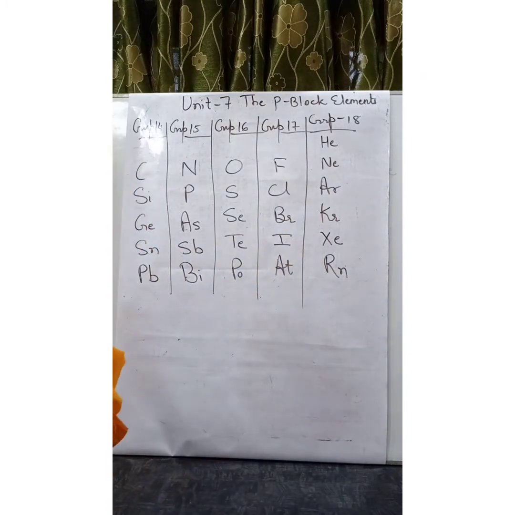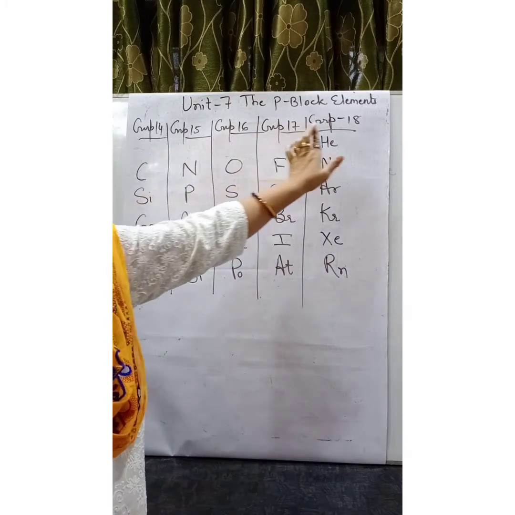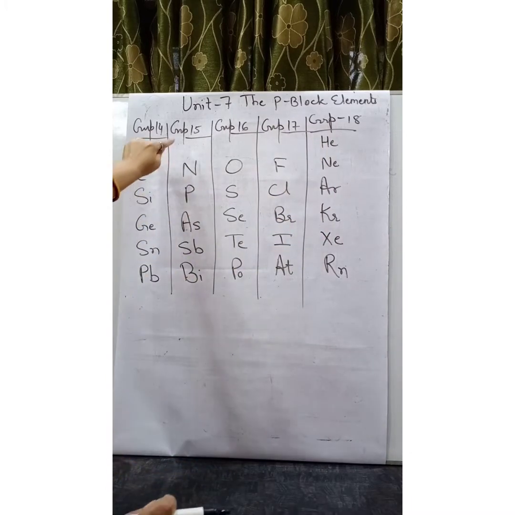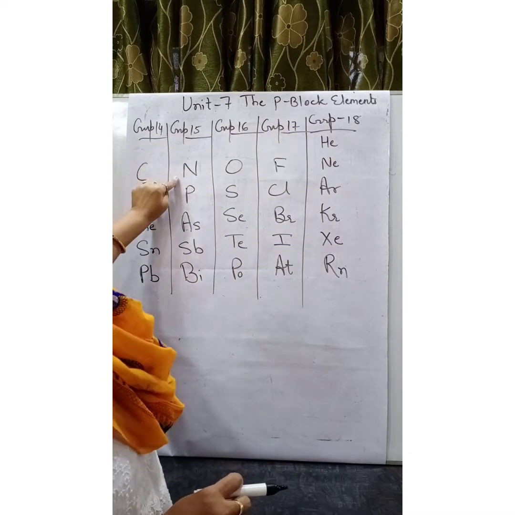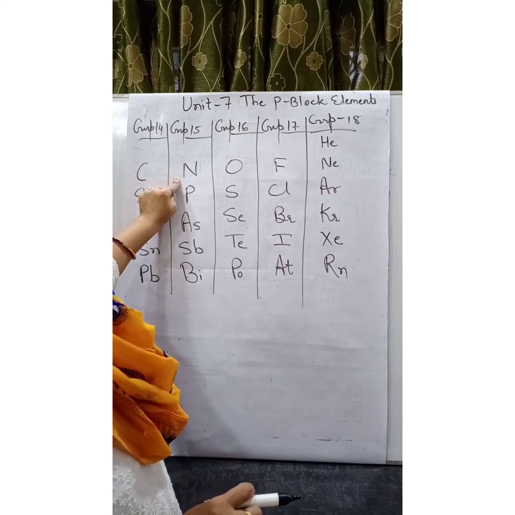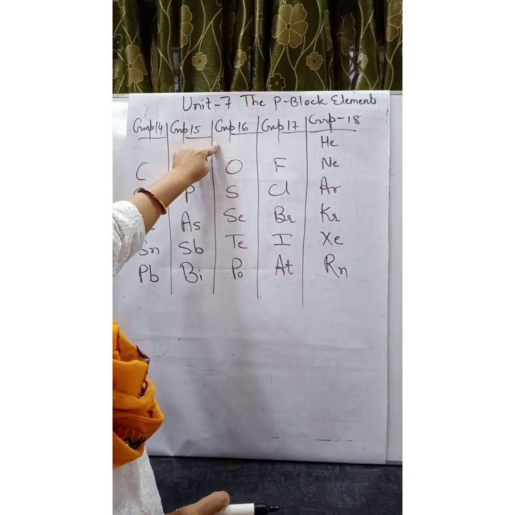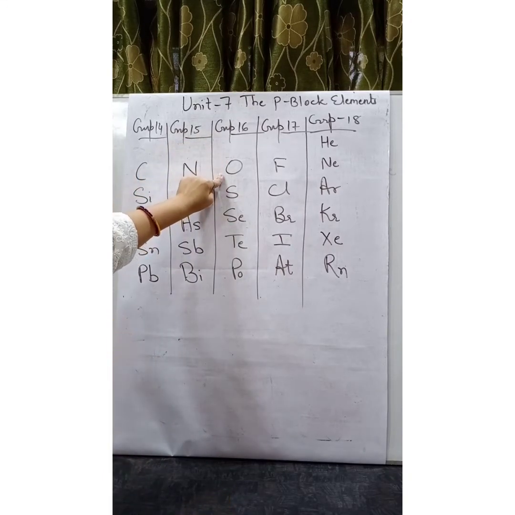In this chapter, we will be studying elements from group number 15 to group number 18. Group number 15 is popularly known as the nitrogen family because nitrogen is the smallest member of the family. Group number 16 is also known as the oxygen family.